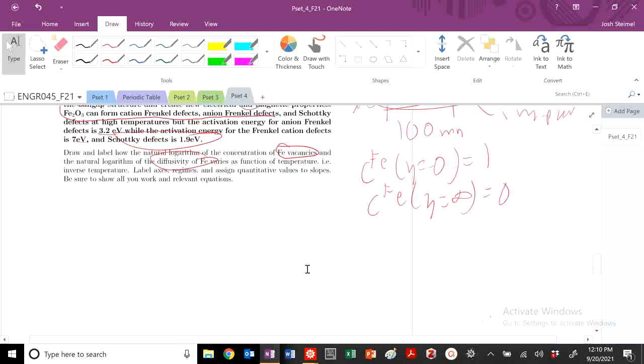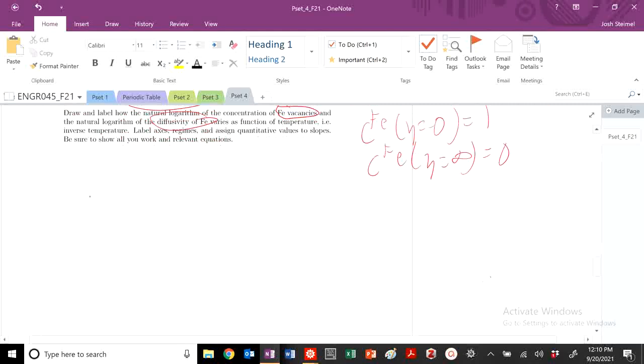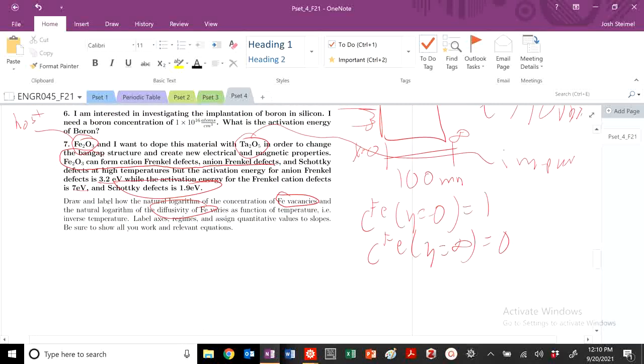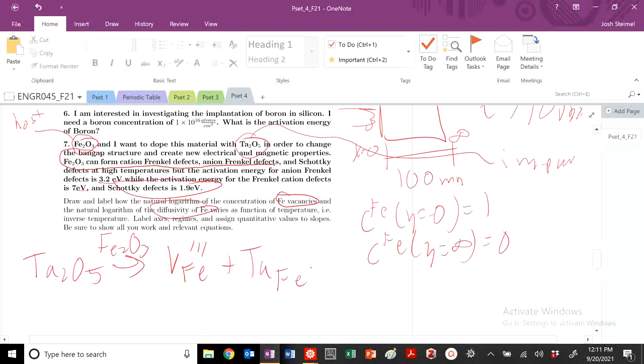Okay, so I look at these defects. It's very, very important. So I'm going to dope Ta2O5 into my host. My host is Fe2O3 because it has all those Schottky defects. So the first thing I know is I need to create vacancies in Fe. So that's 2, 3. So I'm going to do a substitutional cation, Ta_Fe.